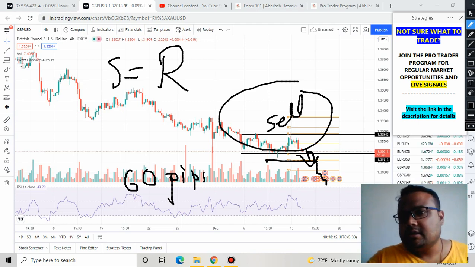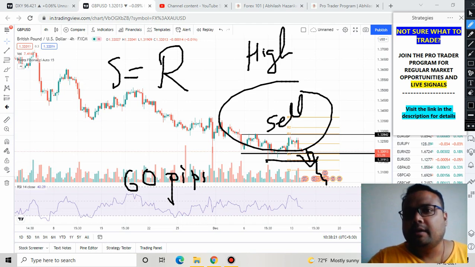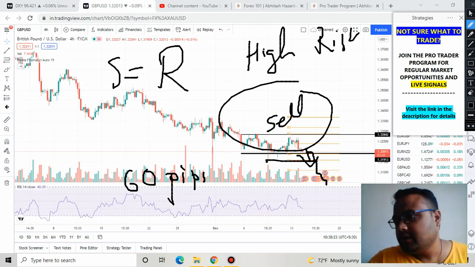So that is the best option. But right now, just wait and watch. If you want to buy, that's completely your decision, but this is a high risk trade because the support is not a very strong one.